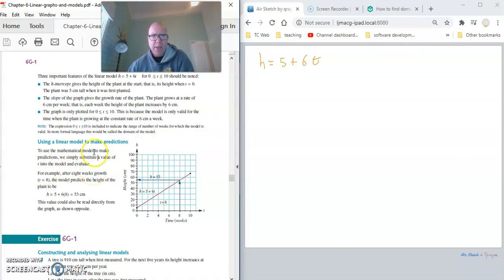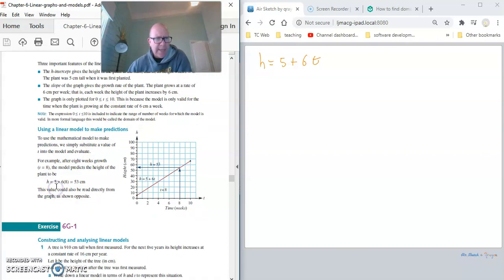Okay. So we know this is only really valid between 0 and 10 weeks. So in this case, they're asking, for example, how high is my tomato plant going to be after 8 weeks? Okay. After 8 weeks growth, t equals 8, the model predicts the height of the plant to be h equals 5 plus 6 times 8, which is 53. All they've done is put 8 weeks in there instead of the t.